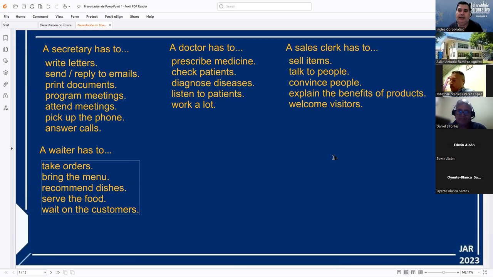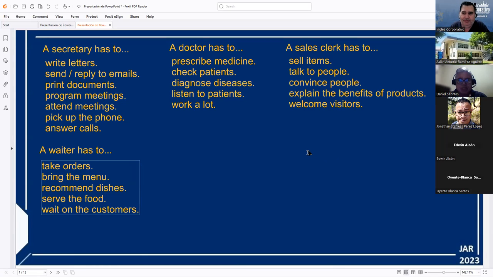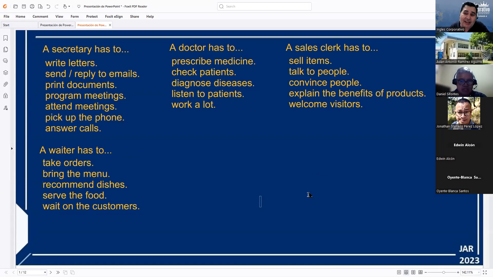Okay. Clients are usually only for lawyers. Lawyers and other old jobs. So I'm going to just say lawyers, only lawyers. But then customers, when there is a service, when people are selling or they are giving a service, they are customers, okay? So a waiter has to take orders, has to bring the menu, has to recommend dishes, has to serve the food, has to wait on the customers. Something else that is important, has to clean the tables. Right? Has to clean the tables.